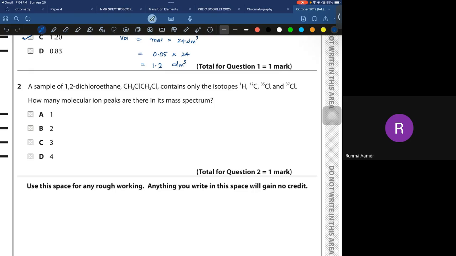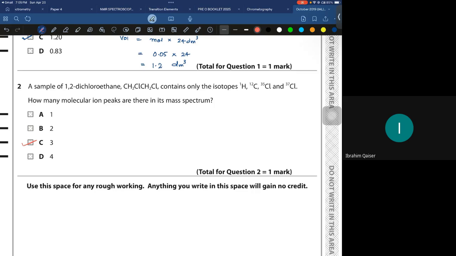Why? Because chlorine has isotopes 35 and 37, giving 35-35, 35-37, and 37-37, and H and carbon stay the same. So is the answer supposed to be D, because will hydrogen also have a peak? No, the answer is C. We would see three molecular ion peaks in the mass spectrum.